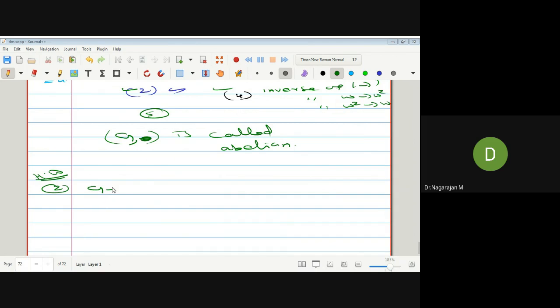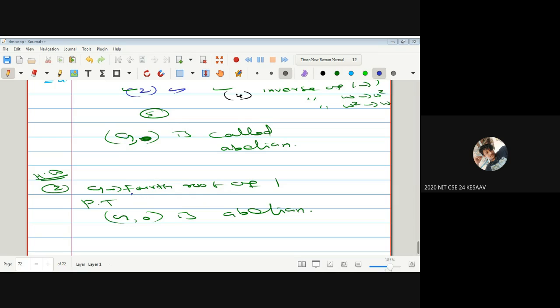Next, G is the fourth root of 1. Prove that G comma dot is an abelian group. What is the value of the fourth root of 1? Any idea? The cube roots are 1, omega, omega squared, but that is only for the cubic root.